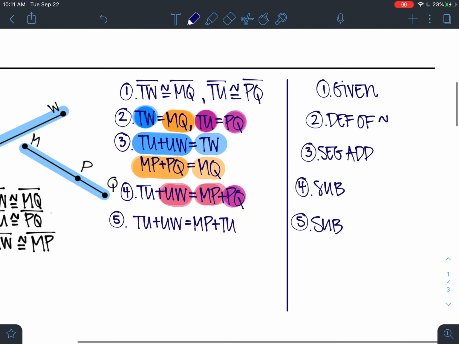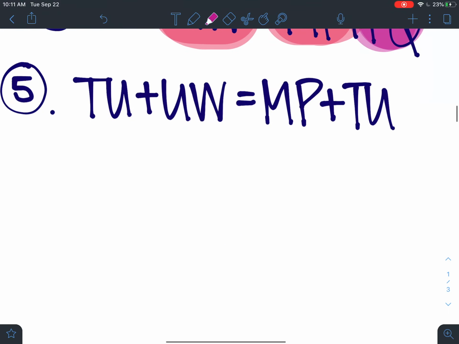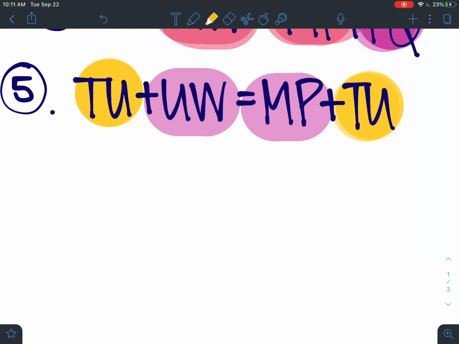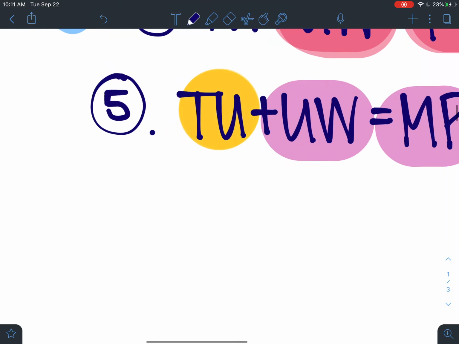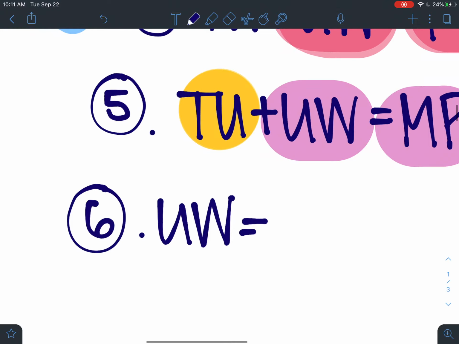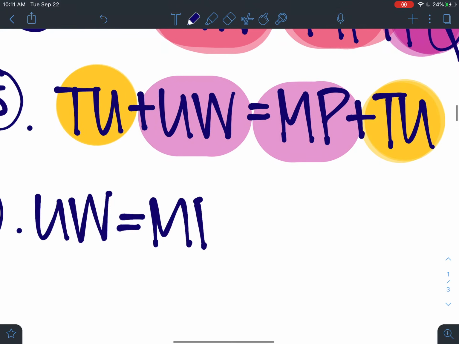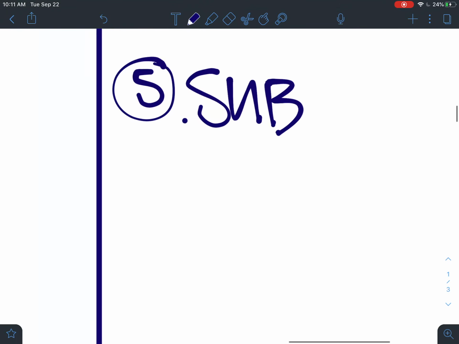So why would we do that? Well, we need to get UW and MP by themselves, right? But I have TUs on both sides. So what does that mean I can do with those TUs? Well, I can subtract them. So I can subtract TU from both sides. So I'm going to get UW is equal to MP, and that's through subtraction.